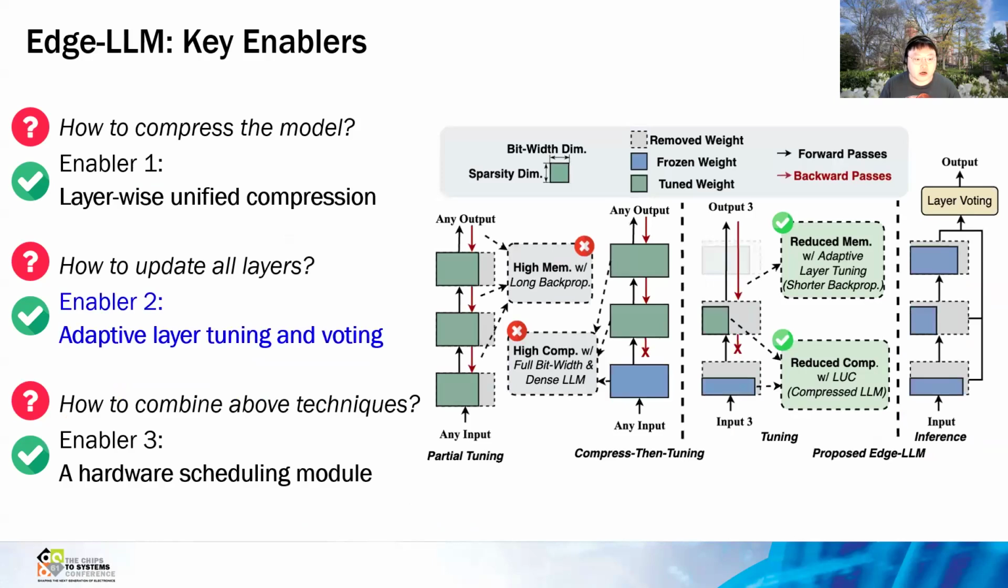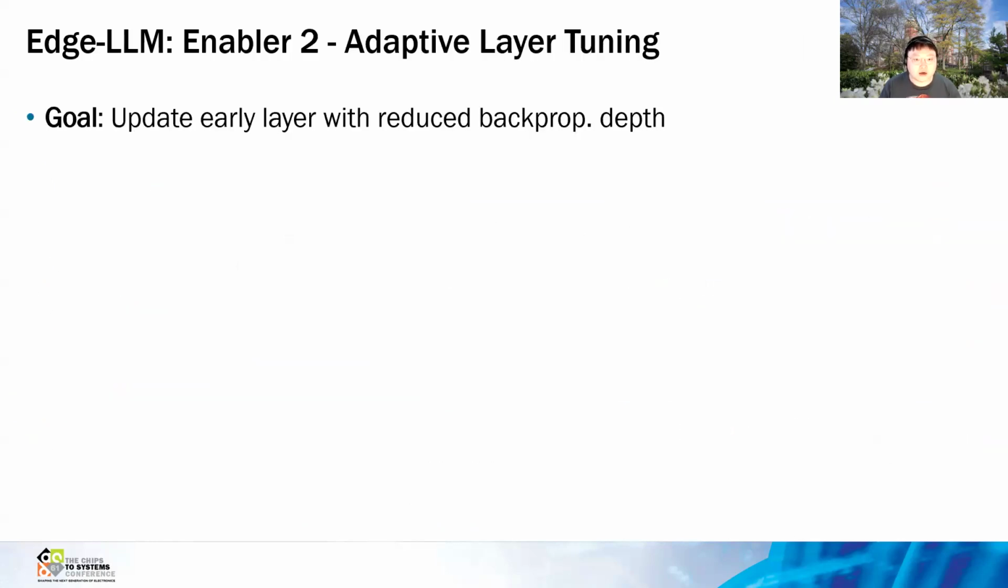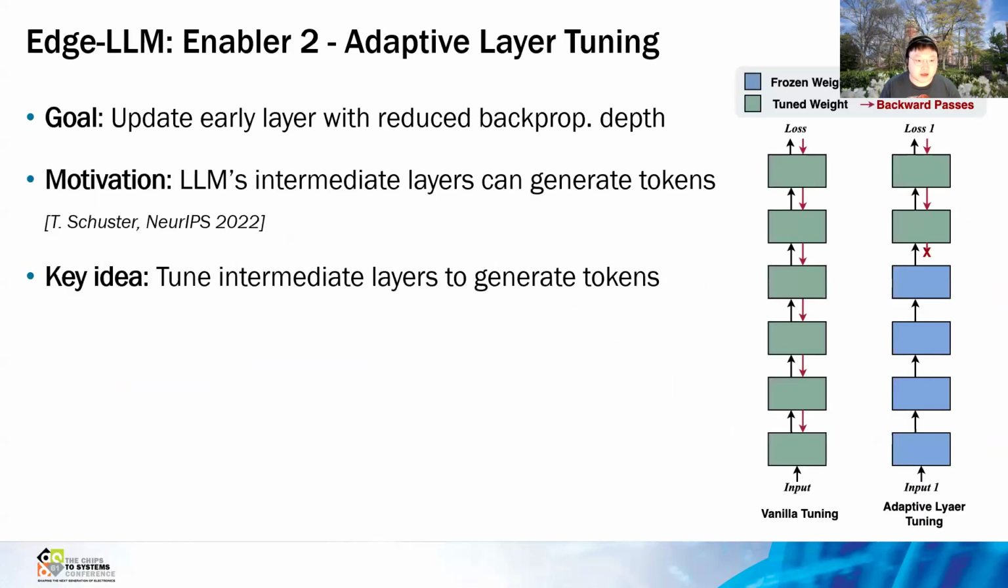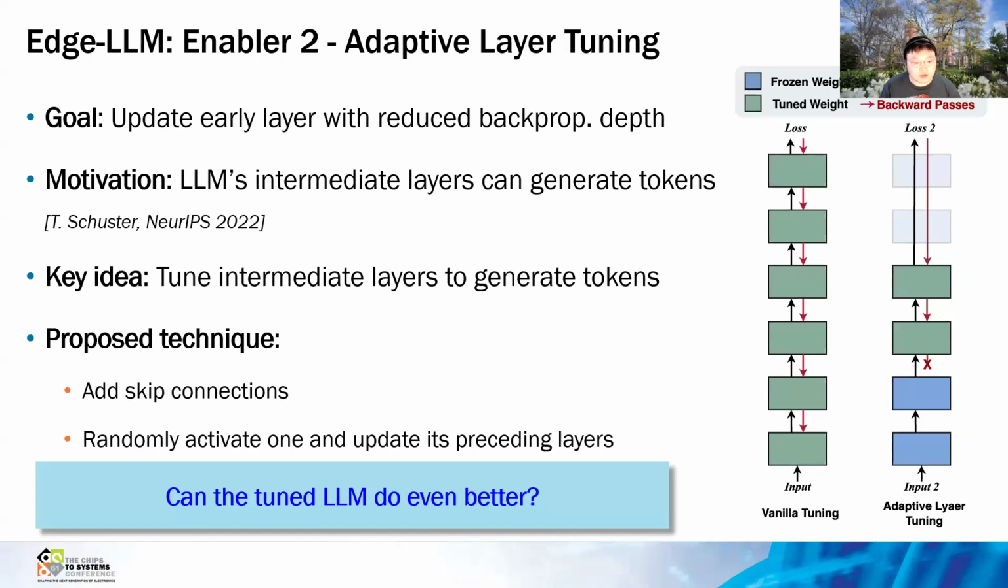And for the second question on how to update all layers, we propose adaptive layer tuning and voting. The goal is to update earlier layers with reduced backpropagation depths. Our motivation is that existing works find an LLM's intermediate layers can actually generate reasonable tokens. So we wonder whether we can extend this observation to tune intermediate layers to generate tokens. Our proposed technique is to add skip connections between the final layer and some intermediate layers, and we randomly activate one of the intermediate layers, which updates this layer and its preceding layers in each iteration.